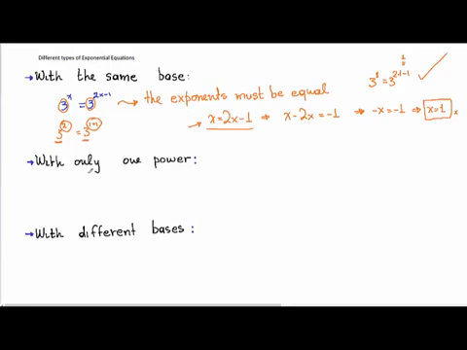Now let's look at what happens if I have an equation where I have only one power, and on the other side of the equation I have a number. So let's assume that I have 3 to the 5x plus 2 equals 1. What should I do about that? Well, right here it's a little bit more confusing, because I have a power on one side, but I cannot say that this is equal to that, because it's not. I have 3 and I have 1. So what should I do?